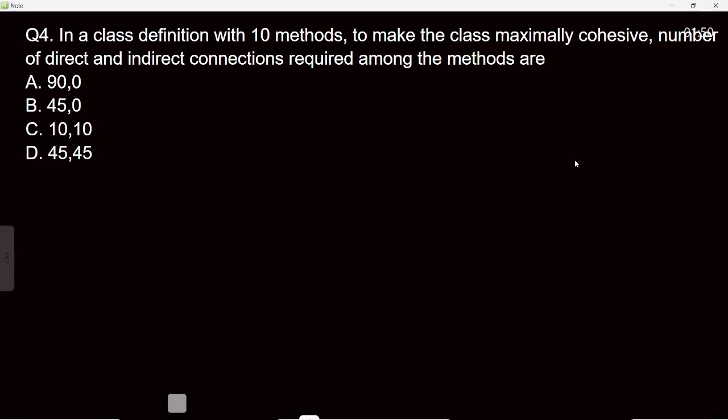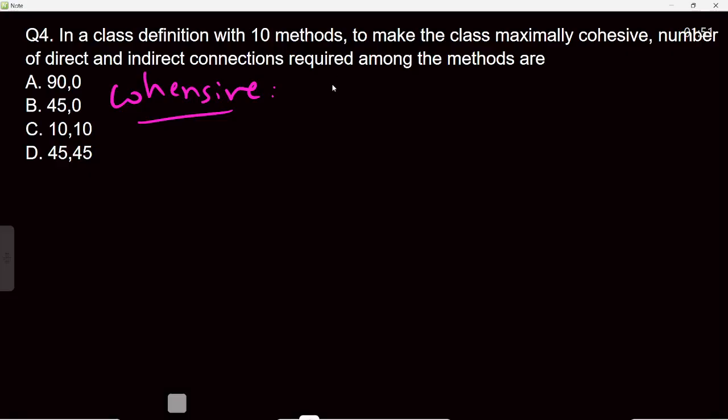So what it is telling us is that the class should be maximally cohesive. First we will see what cohesive means. Cohesive is how strongly the methods of a class are related to each other.